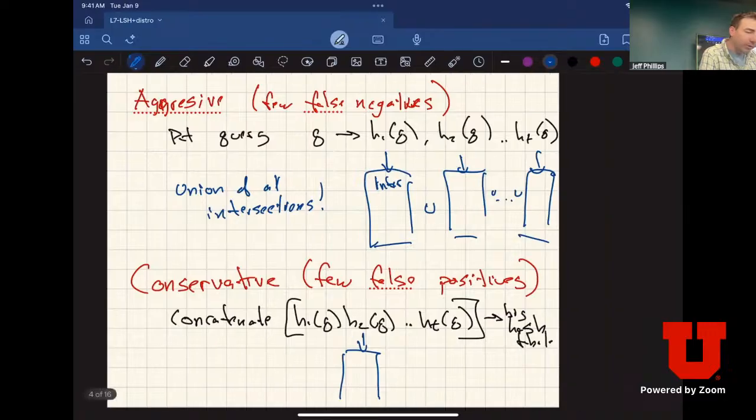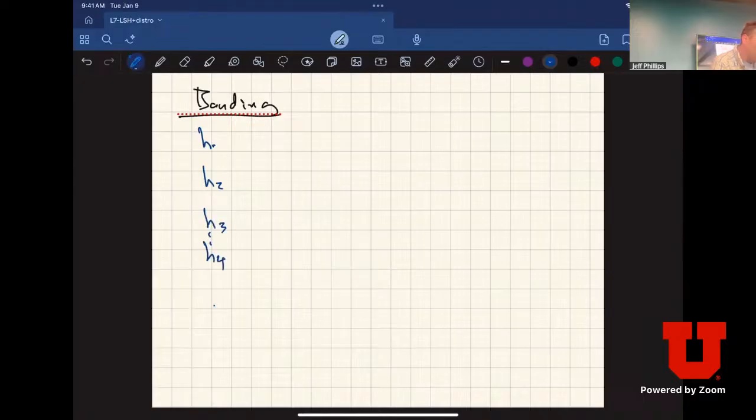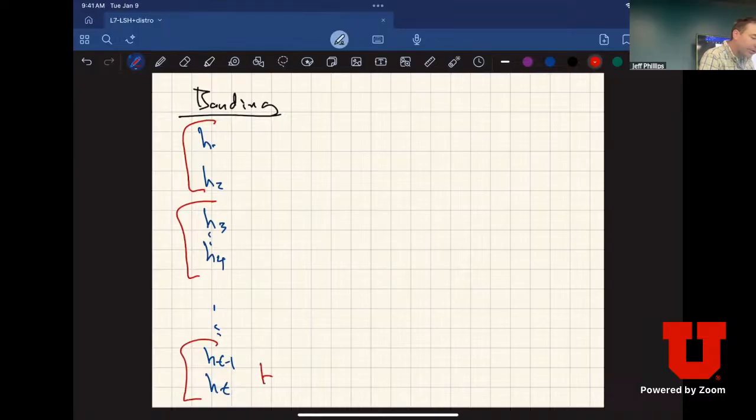Okay, and so the trick is to do something called banding. I'm going to have these hash tables H1, H2, H3, H4, up to HT, right? And what I'm going to do is group some of them into a band. This will be H1, this will be H2, and this will be HT over 2. I'm going to concatenate the results of these two things and put them into a big hash table. And then I'm going to take the union over these T over 2 hash tables.